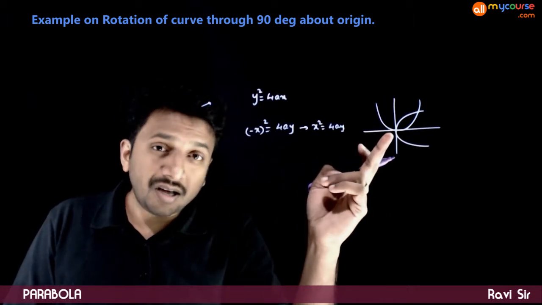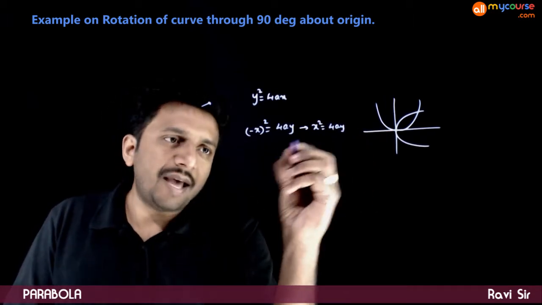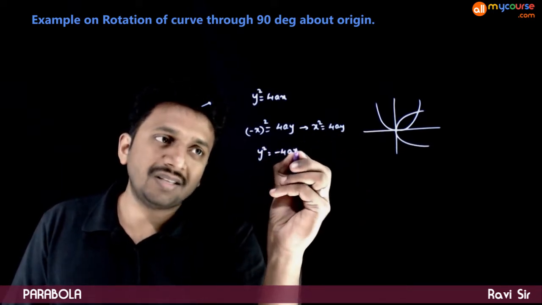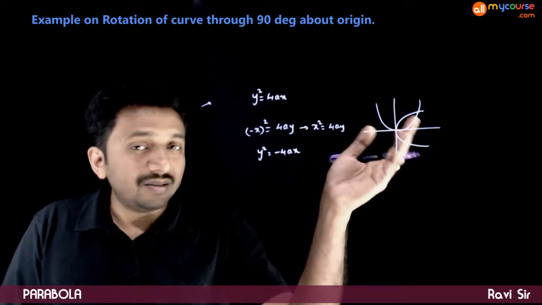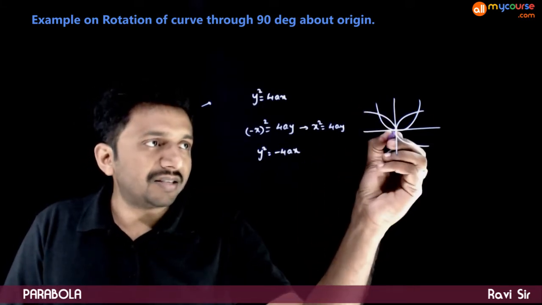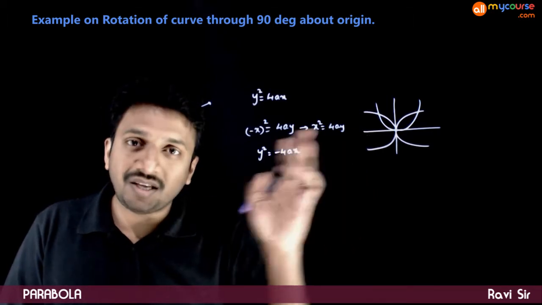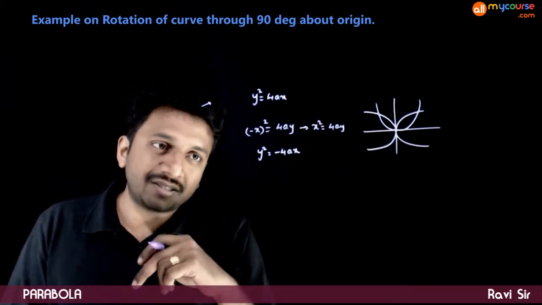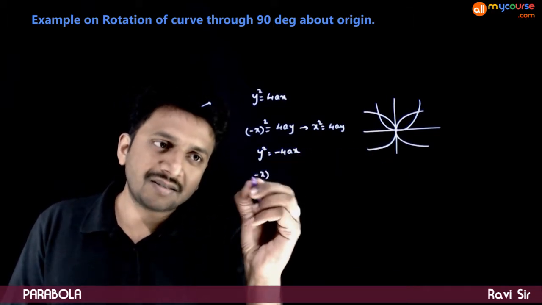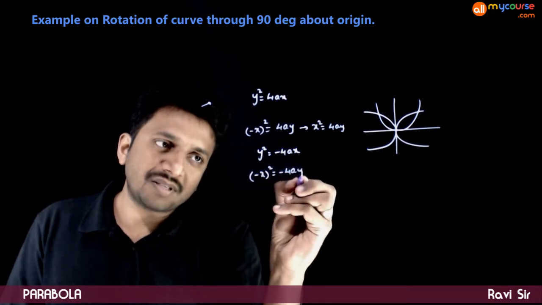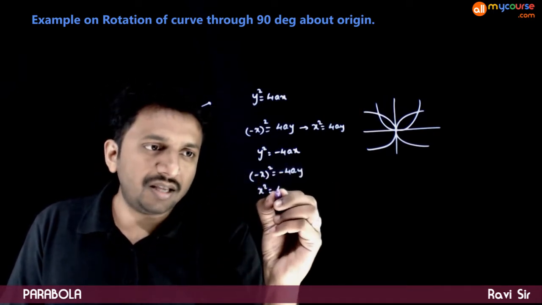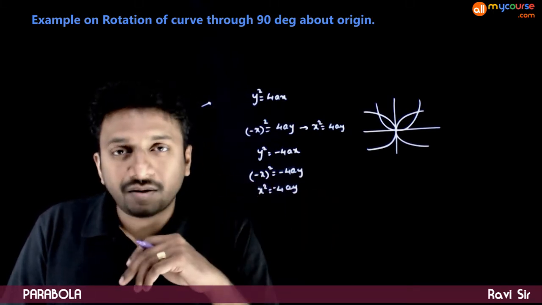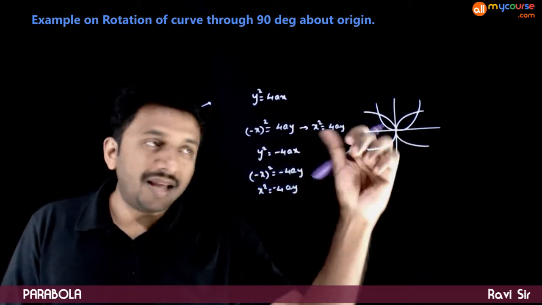Now let us turn this curve again through 90 degrees. So x becomes y and y becomes minus x. So you have y square is equal to minus 4x. So 90 degrees again. Yes, you got the right answer. This is y square is equal to minus 4x. Next, rotate it further by 90 degrees. So y becomes minus x and x becomes y. That is x square is equal to minus 4ay. Again 90 degrees.